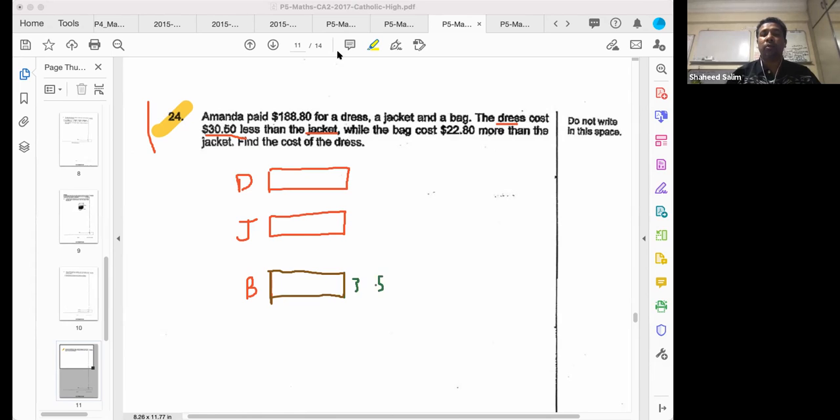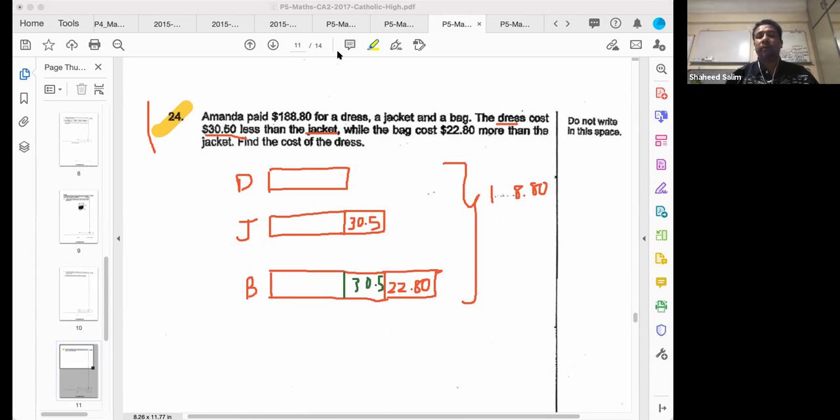Okay, now we undo all this so that you can see. So 188.80 minus 22.80 minus 30.50 minus 30.50, you get your answer. Your answer is 105. Then 105 divide by 3. Then you will get 35.